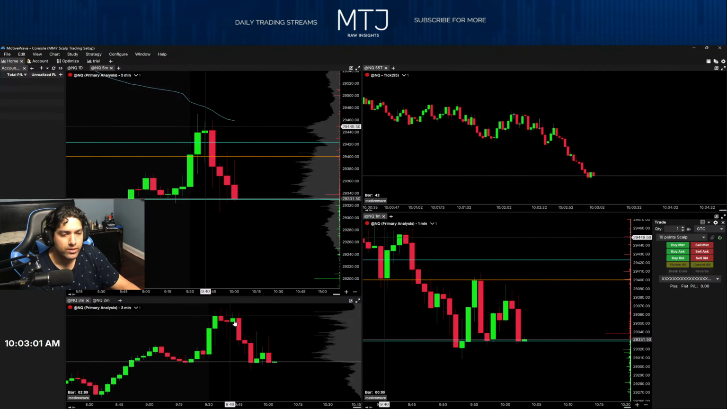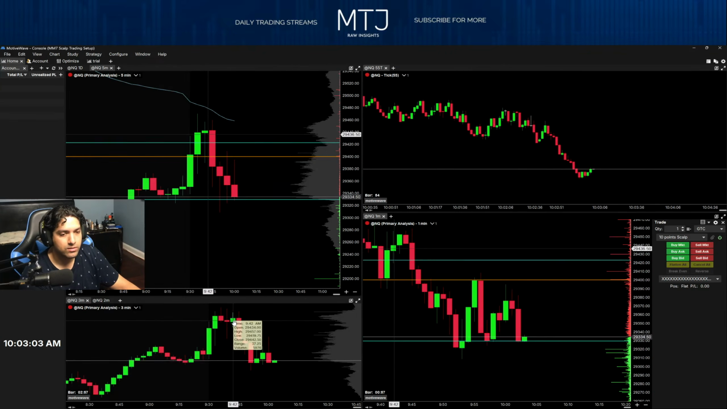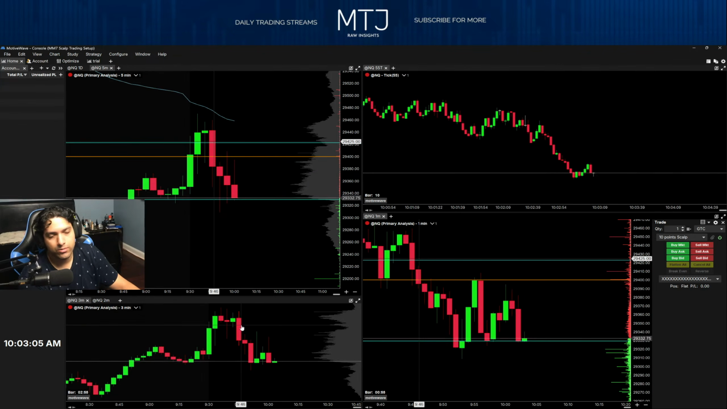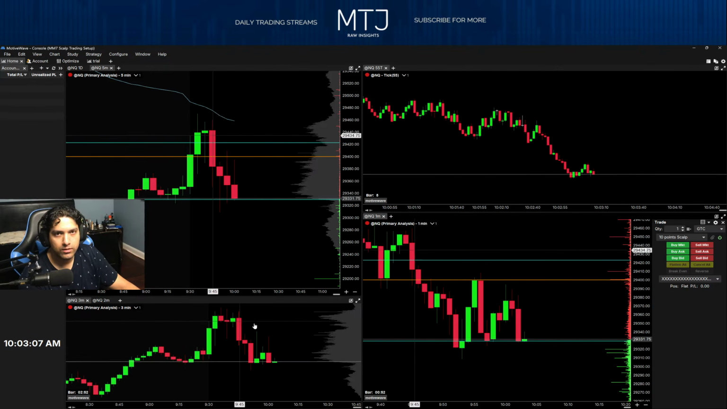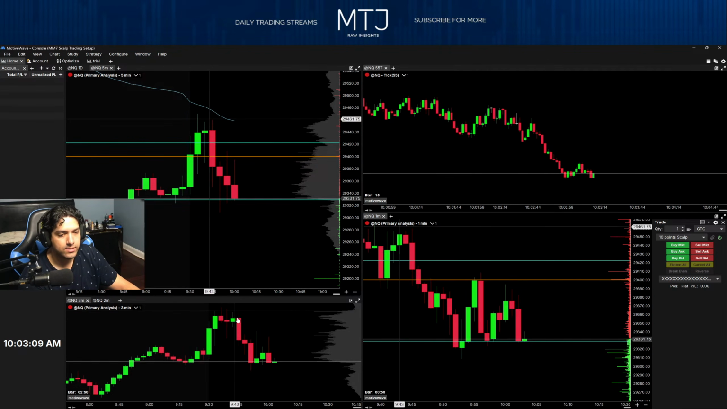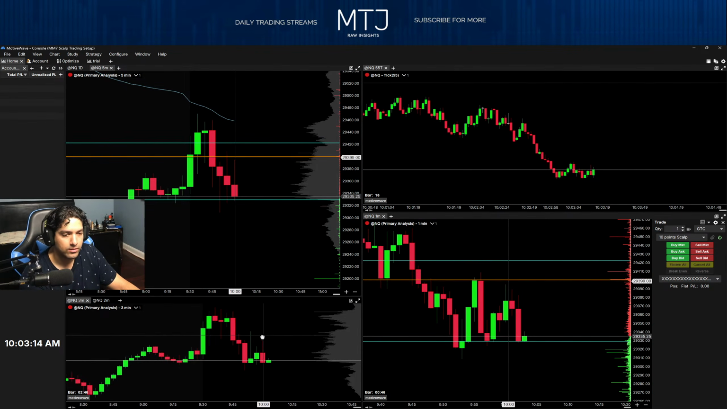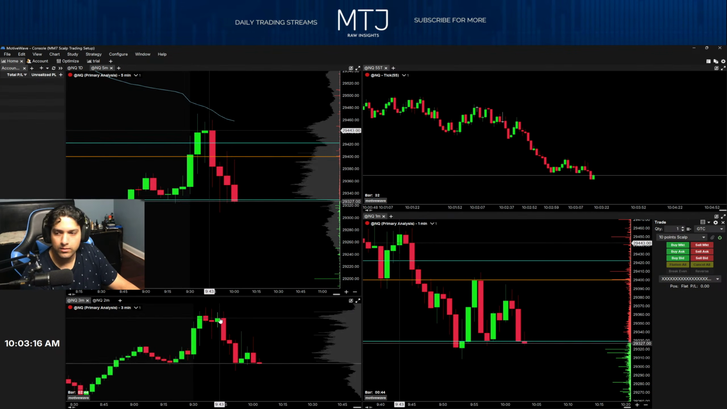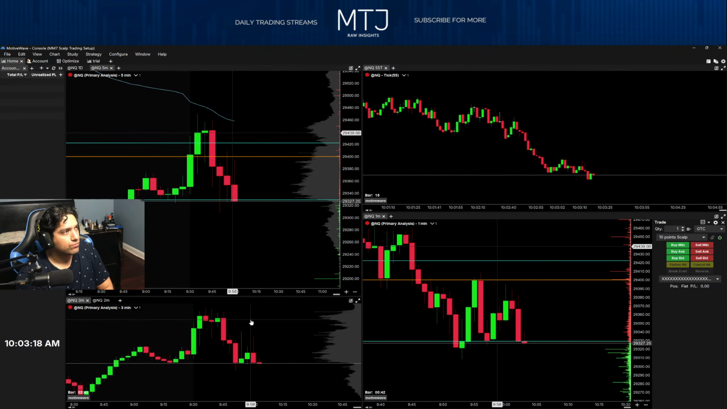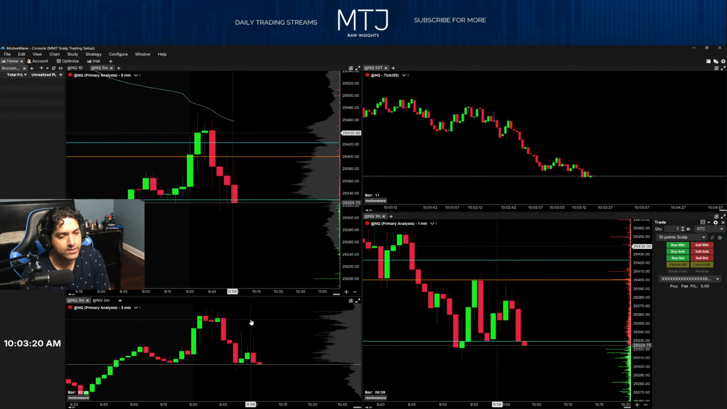The green between the reds. Oh, you're talking about this candle right here? No, that's not an order block for me. Maybe ICT wise, that's an order block. I don't know what ICT says an order block is. But that's not an order block for me.